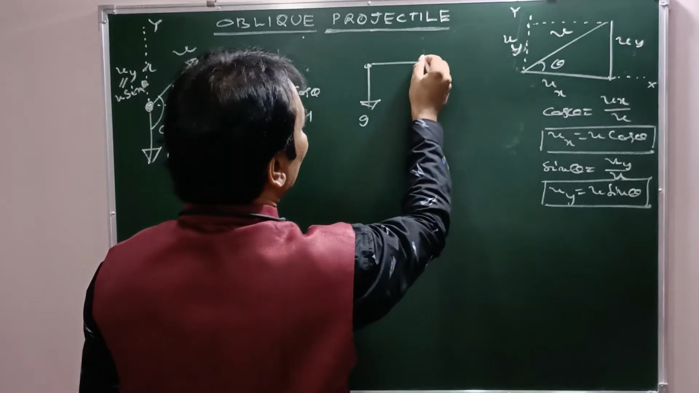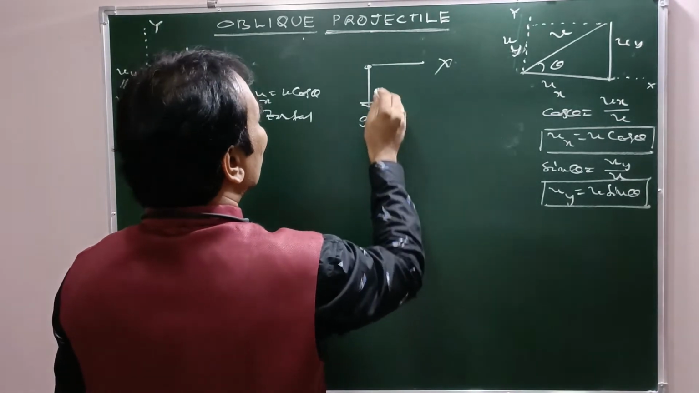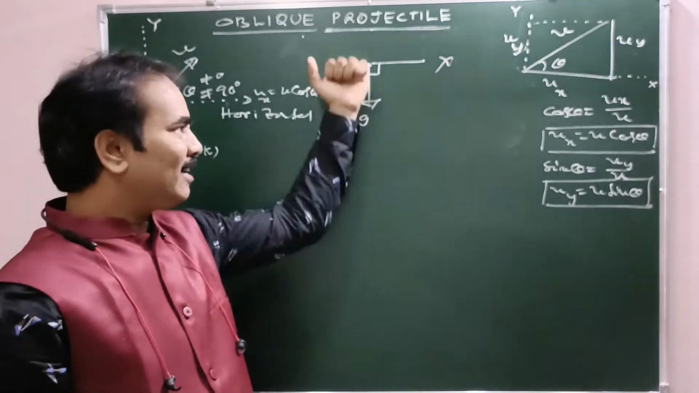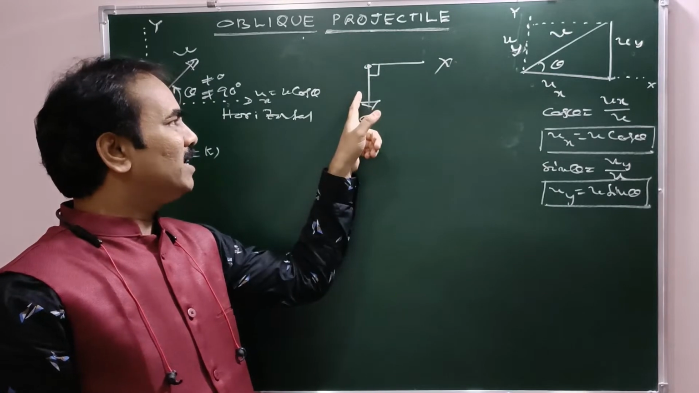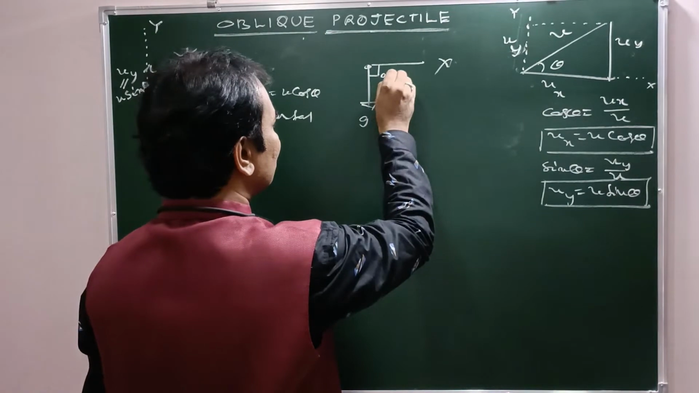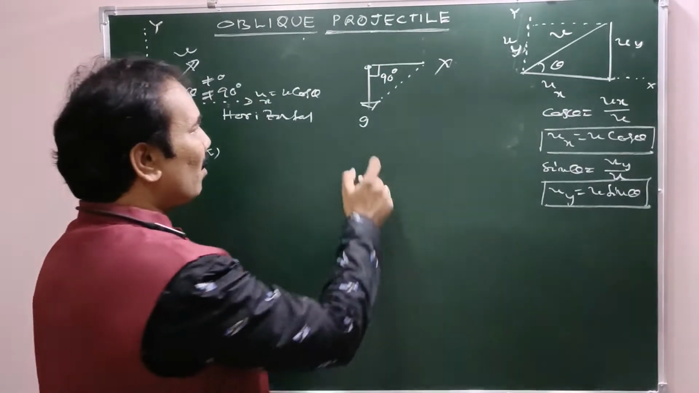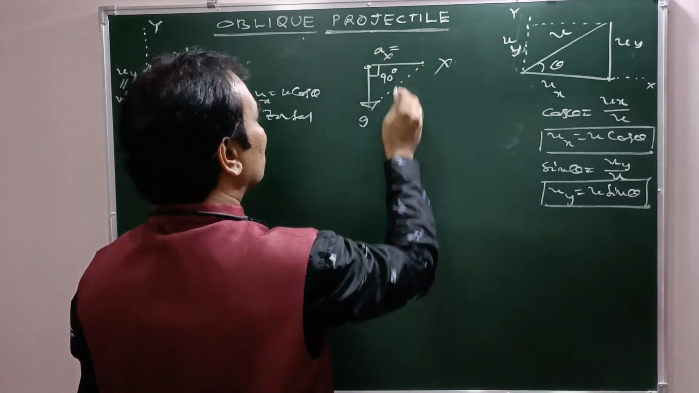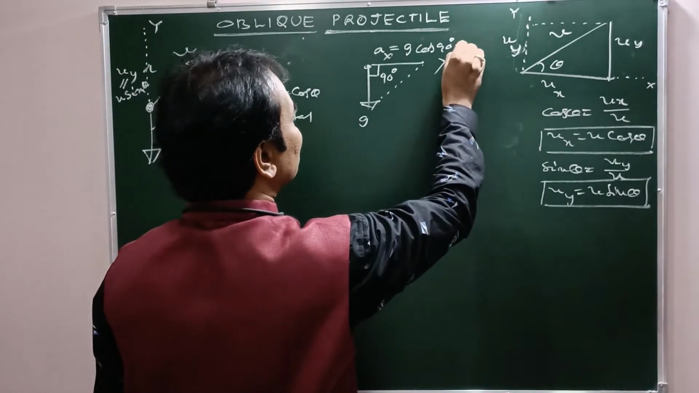Along horizontal, means along x-axis, what is the component here? The angle made by g with the horizontal or x-axis is 90 degrees. If I close this side, we get a right angle triangle like that. Now what is the component of g along x? That is ax equal to g cos 90. Cos 90 is 0.